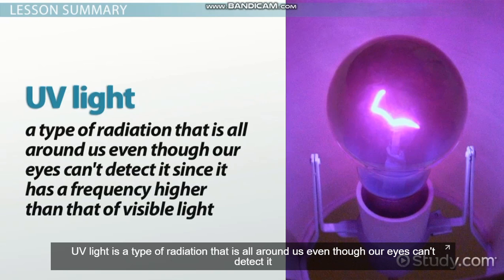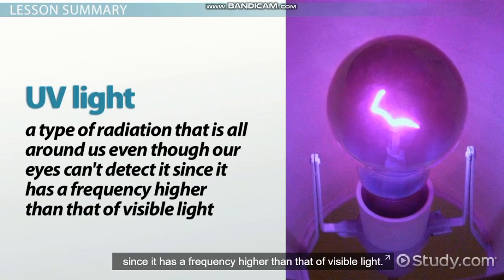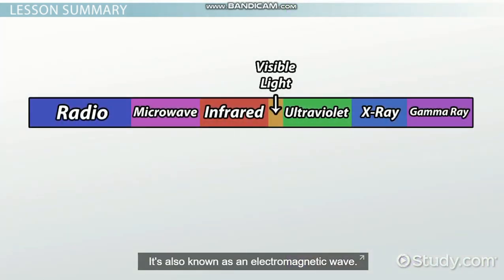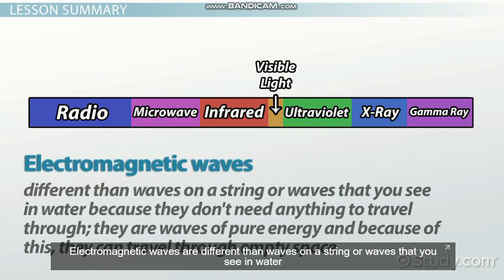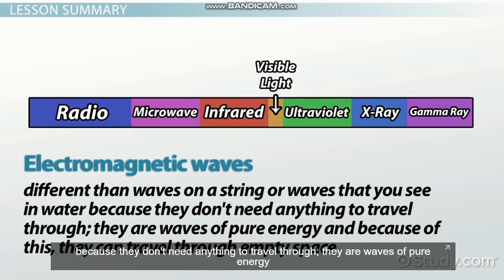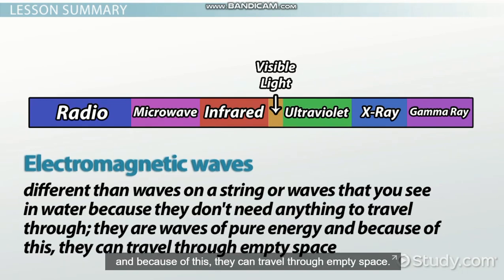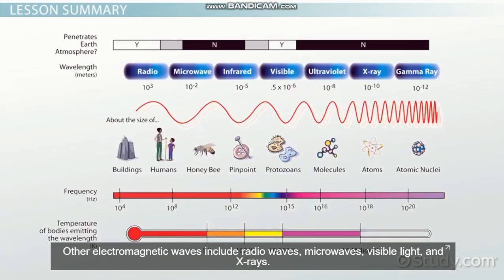UV light is a type of radiation that is all around us even though our eyes can't detect it, since it has a frequency higher than that of visible light. It's also known as an electromagnetic wave. Electromagnetic waves are different than waves on a string or waves that you see in water because they don't need anything to travel through. They are waves of pure energy, and because of this, they can travel through empty space. Other electromagnetic waves include radio waves, microwaves, visible light, and X-rays.